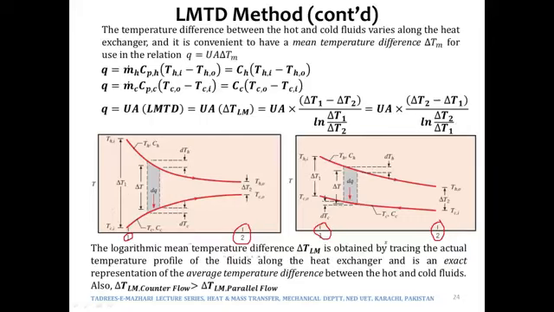So the logarithmic mean temperature difference LMTD is obtained by tracing the actual temperature profile of the fluids along the heat exchanger, and is an exact representation of the average temperature difference between the two fluids. And as I had told you a little earlier, counter flow heat exchangers are considered to have better performance as compared to parallel flow heat exchangers. Therefore, the log mean temperature difference for counter flow heat exchangers is in fact greater than, it exceeds, the log mean temperature difference for parallel flow heat exchangers.